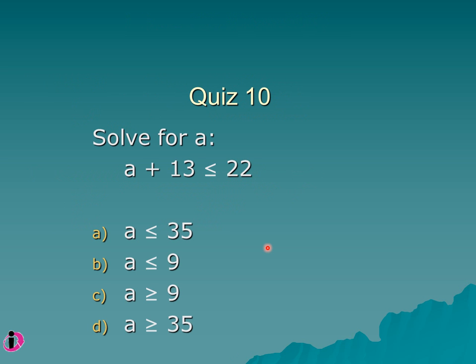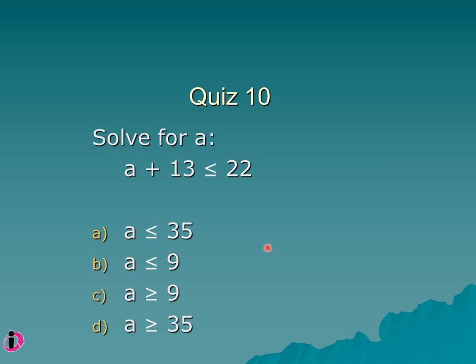Okay, here you go. a plus 13 is less than or equal to 22. Again, all you need to do is find the value of a. You cannot probably find the exact value of a here. You probably find the range of a because this is an inequality. Okay? But what do you need to do? You have to isolate a, right?